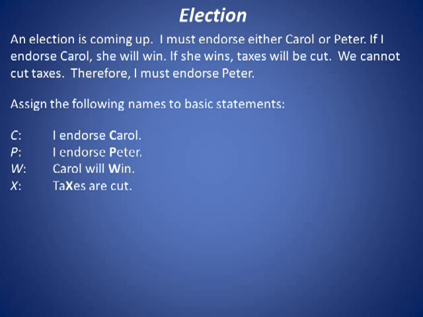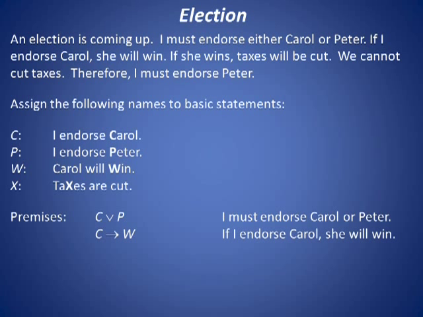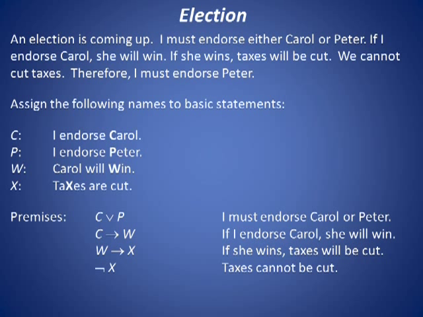From the story, the premises that we extract are C or P, that is, I must endorse Carol or Peter. C implies W, that is, if I endorse Carol, she will win. W implies X, that is, if she wins, taxes will be cut. And not X, taxes cannot be cut. The conclusion to be drawn is P, that is, I must endorse Peter.